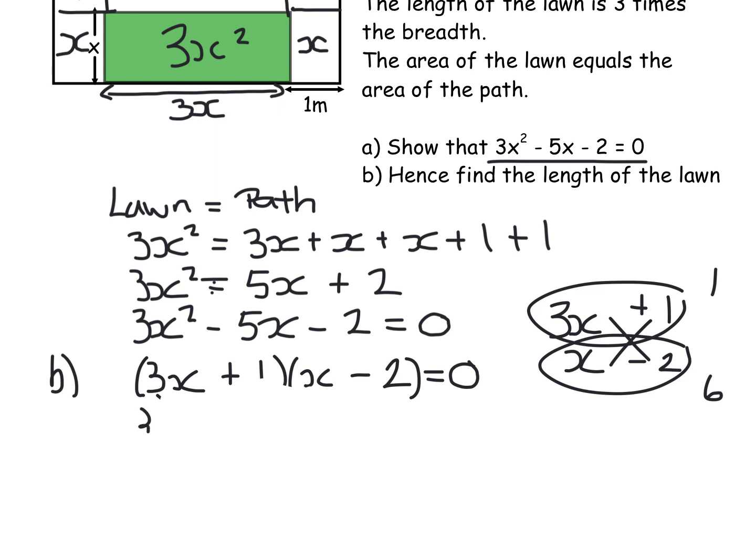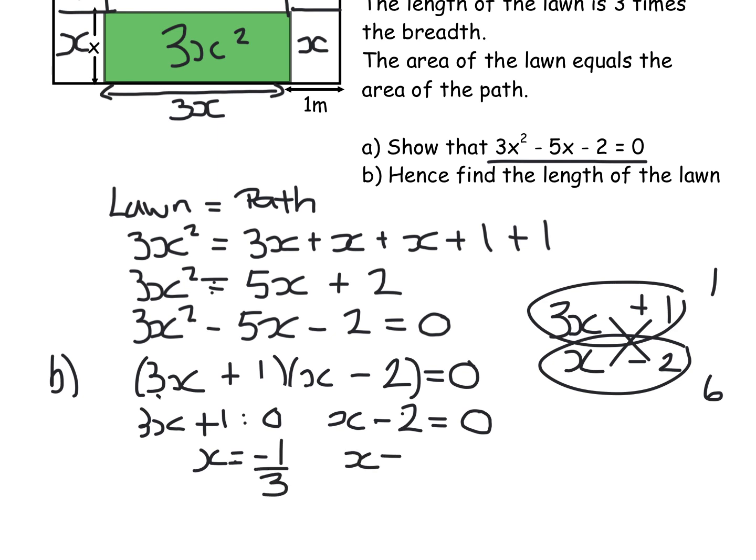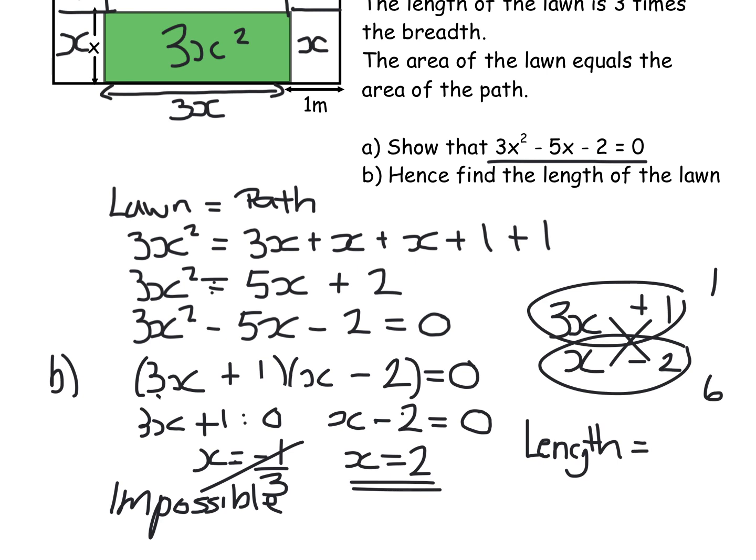Then what do? Well, we break these up equal to 0. So 3x plus 1 equals 0. So hopefully you're getting the catch now that all these questions are about factorising everything to one side equal to 0. Right, this one is going to give me negative 1 over 3. And this one is going to give me x equals 2. Now, it can't have a negative length, so I'm going to score that one out and write impossible. And then I know that x equals 2 is the answer I'm using, but the question said find the length of the lawn, so I'm going to write length equals... Now, the length was the bit that said 3x, so it's 3 times 2, which is 6, and we're talking metres, so I'm going to put my units in.